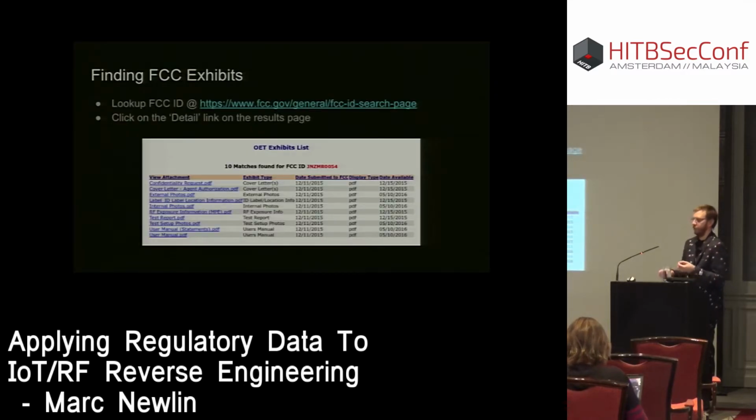So FCC exhibits are what they call the documents that are posted when a device is certified. You have a number of different types of documents, and you can get them by looking at the FCC ID on the device, plugging it in at that URL, and then get a list like this, usually a bunch of PDF documents.